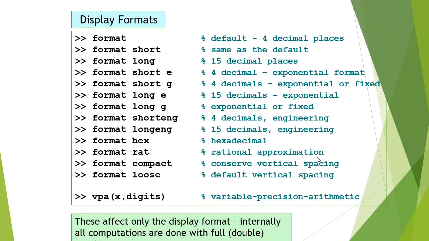But you can format your output in a way you would want it to appear. This kind of format will affect only the display format that you will have. Internally, all computations are done with full double precision. So when you use format, by default it gives 4 decimal places. If you use format short, it's the same as the default. Long takes up to 15. Short E takes 4 decimals in exponential format. G takes exponential format or fixed. Format long E gives 15 decimals, which is exponential. So these are the ways you can format your display.